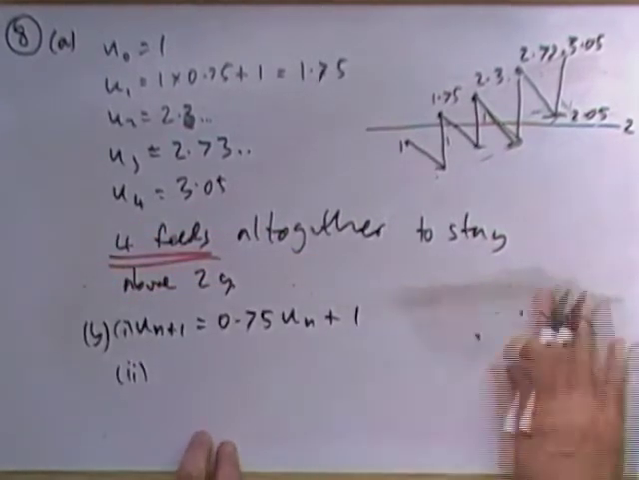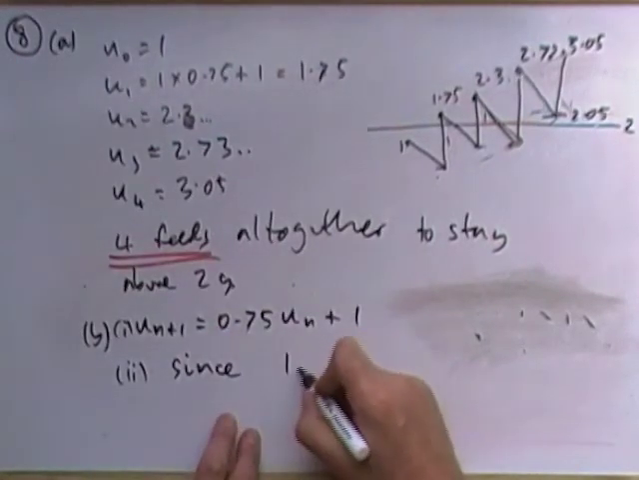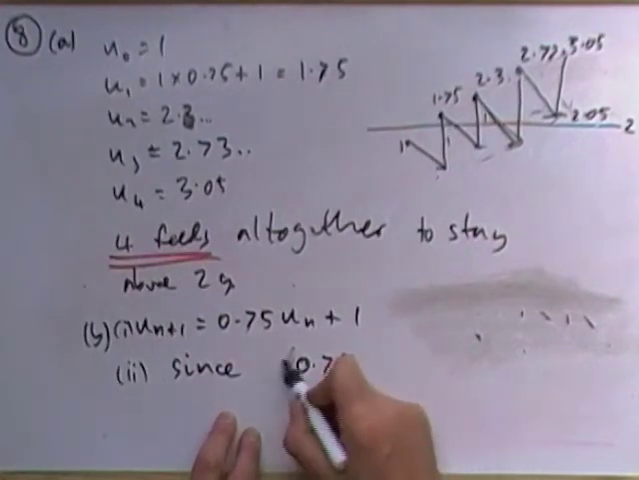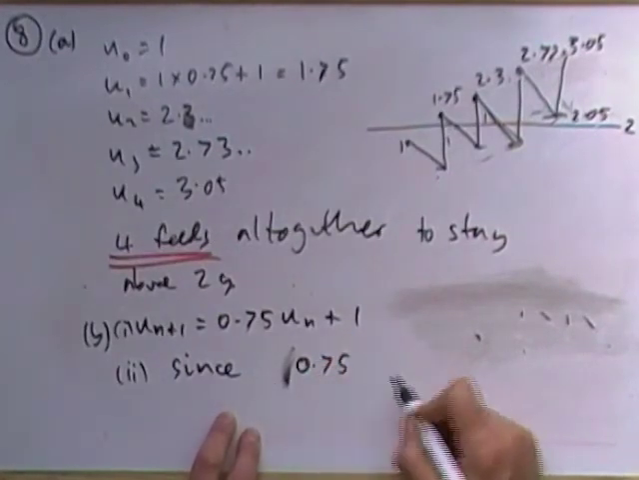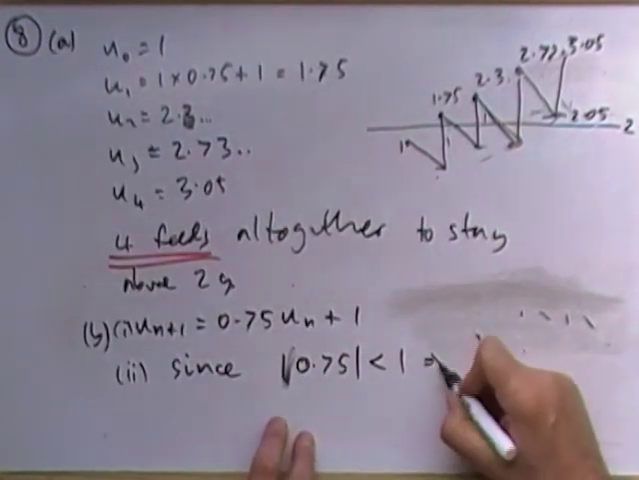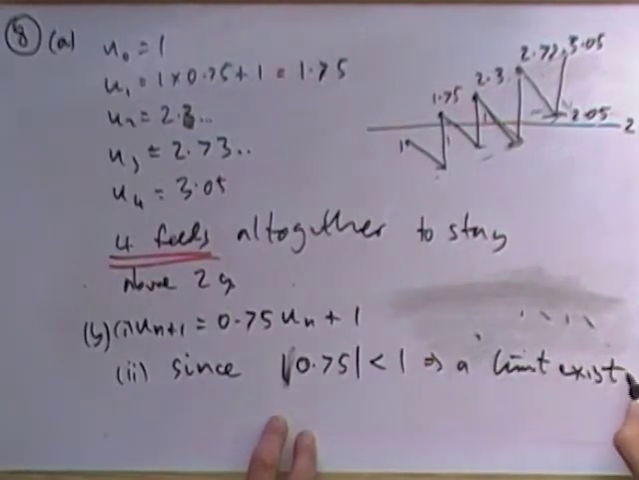Well, first of all, does it have a limit? Well, you'd have to make this statement. Since that multiplying ratio, 0.75, is a proper fraction, you can either put greater than -1, less than 1, or since its absolute value is less than 1, that means a limit exists. And that limit will be given by the formula.